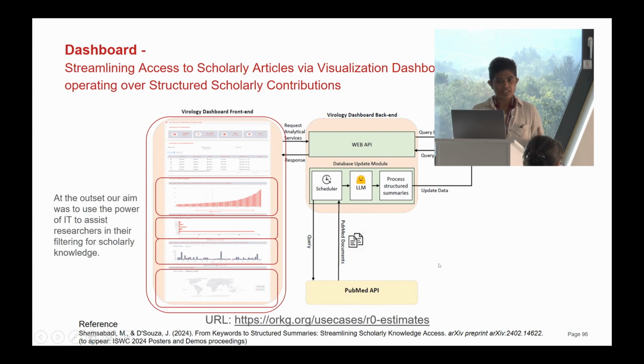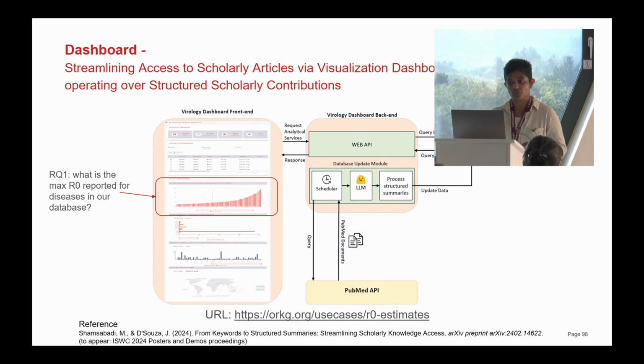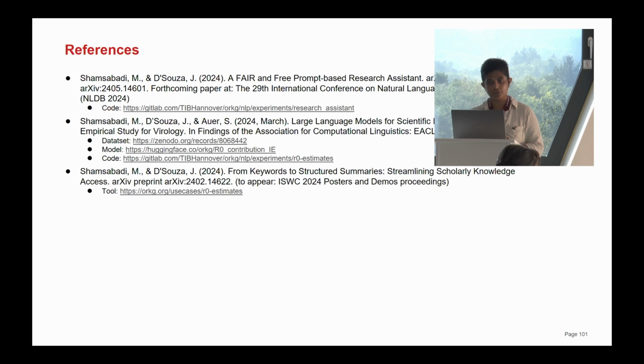Indeed, at the outset, our aim was to use the power of information technology, specifically these charting technologies, to assist researchers within a single dashboard in filtering for scholarly knowledge. Thus each of these interfaces is designed to answer specific research questions and present the information in a visual summary. For instance, research question 1, or chart 1, shows you the maximum reproduction number reported for any given disease that is recorded in the database. So this basically allows you to very easily click on any of the charts and so on and so forth.